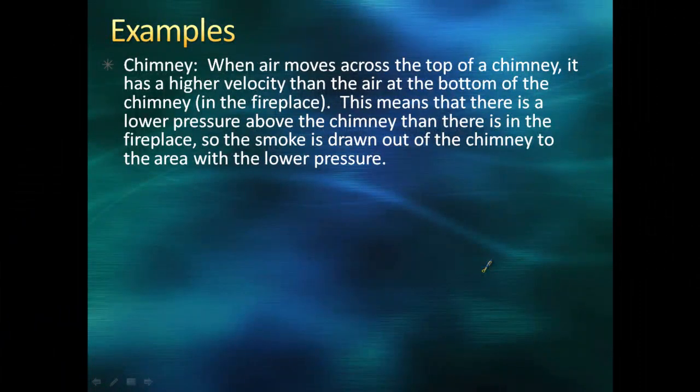And here's one of them. A chimney. When air moves across the top of a chimney, it has a higher velocity than the air at the bottom of the chimney in the fireplace. This means there is a lower pressure above the chimney than there is in the fireplace. So the smoke is drawn out of the chimney to the area of low pressure. If we didn't have Bernoulli's principle, if you have a fireplace in your house, you'd all die of carbon monoxide poisoning.